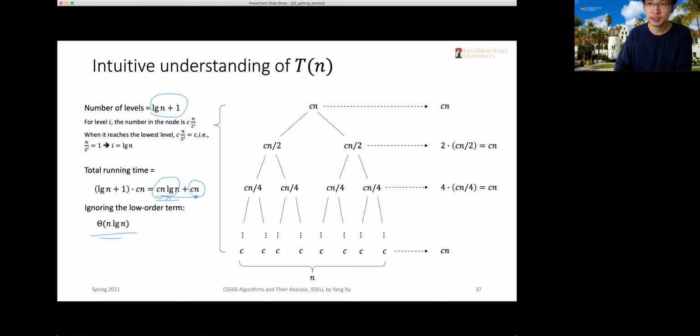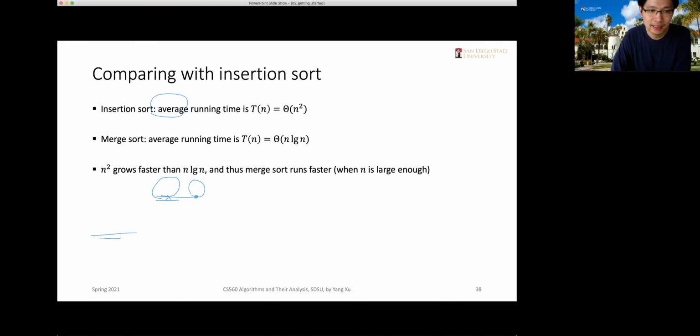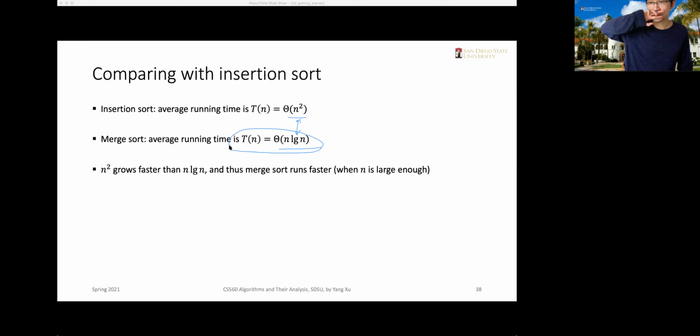And obviously it is better than the quadratic running time. If you plot these two functions yourself, the quadratic function n squared versus n times logarithm of n, you will see that the function that has a logarithm term in it grows slower. The difference between these two functions becomes larger as n increases.